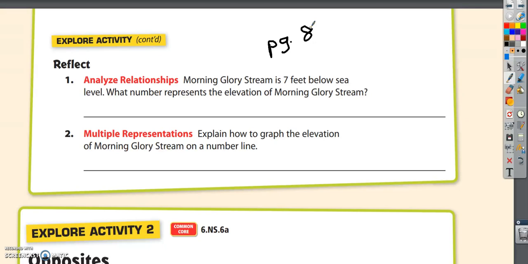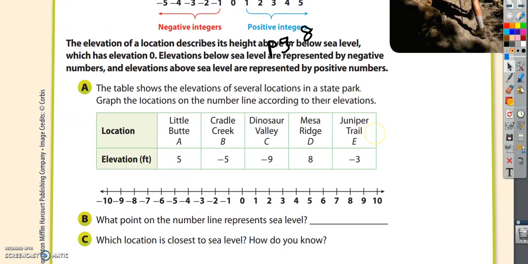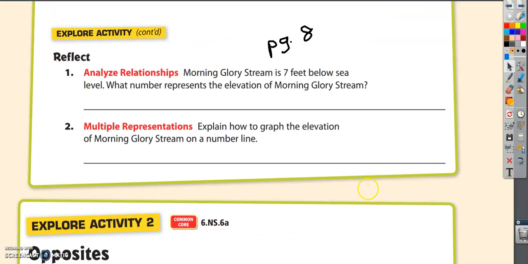Morning Glory Stream is 7 feet below sea level. What number represents the elevation of Morning Glory Stream? Now, if you went back to this information right here, Morning Glory Stream is not on this table. We could add Morning Glory to this table if we wanted to. Where would that be?